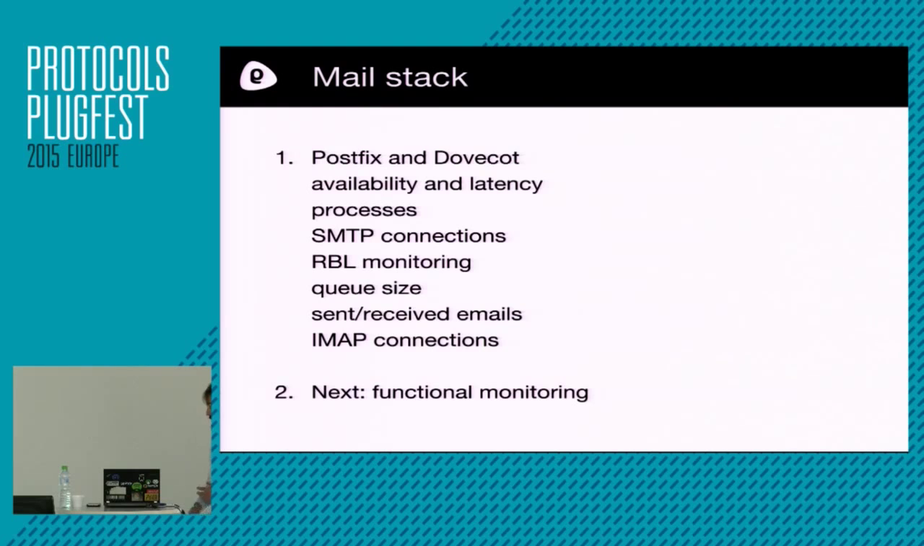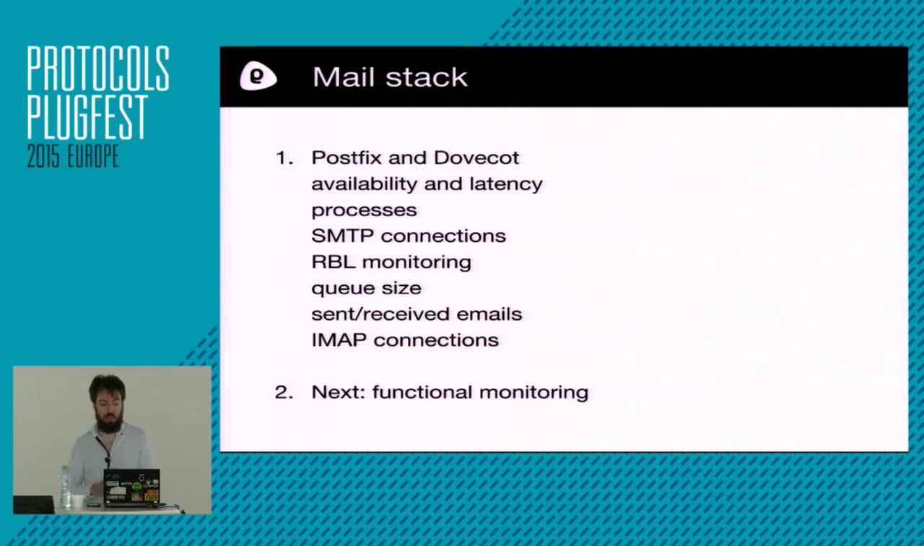When monitoring the mail stack, this is not very specific, but I wanted to include it here. Basically, it's going to be Postfix and Dovecot. We want to make sure that Postfix and Dovecot are available and exposed to the internet, and the connectivity is fast. The processes are running, obviously. We will see how to configure that. We can see the number of SMTP connections, and if my mail server has been included in any blacklist.